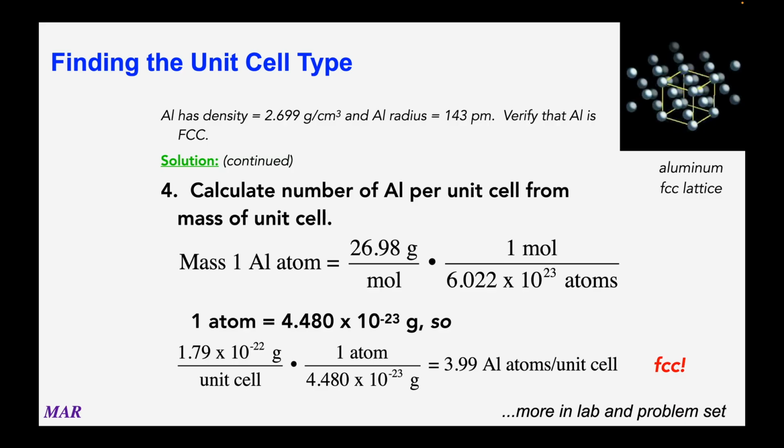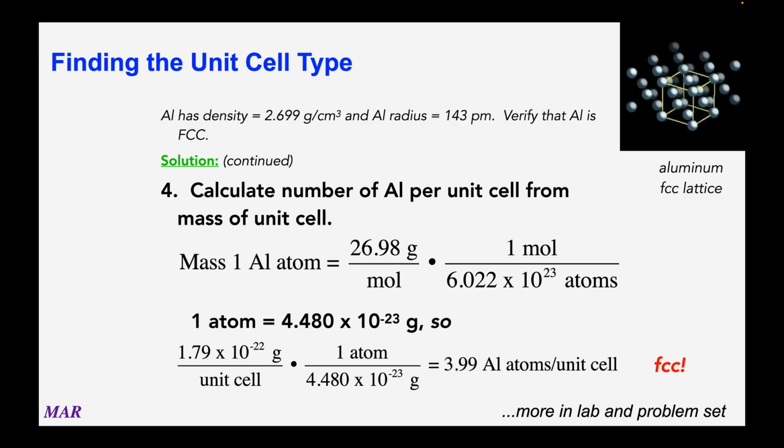FCC. So we have just verified here that aluminum is face-centered cubic. If we would have come up with a different number of atoms per cell, it would have been not face-centered cubic. But 4 atoms per cell means it's FCC. Pretty cool. So this gives you an idea of how these problems work.